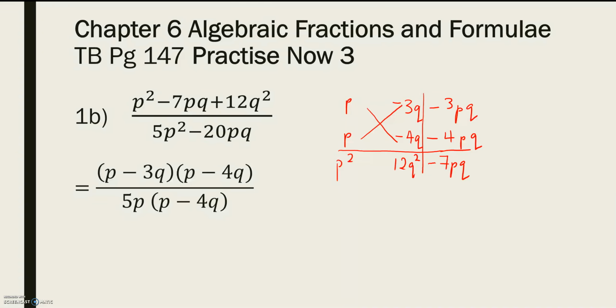Finally, with this, you can see the common factor coming out in both the numerator and denominator, which is p minus 4q, which will give you the final answer of p minus 3q divided by 5p, which cannot be further simplified anymore.